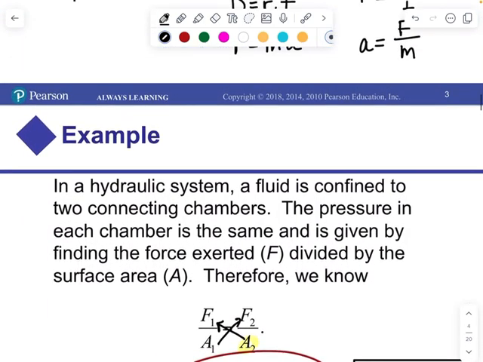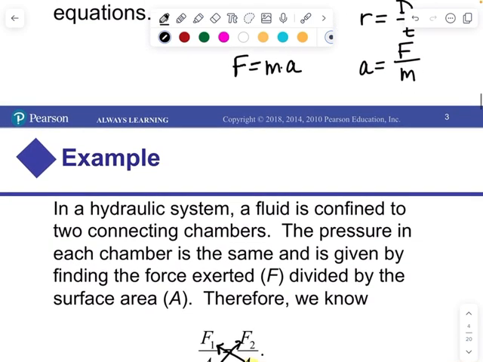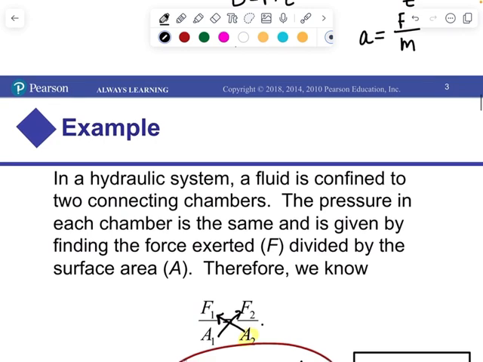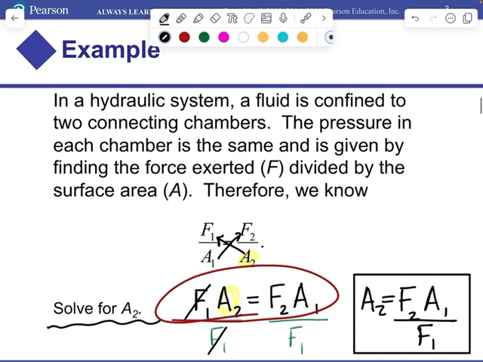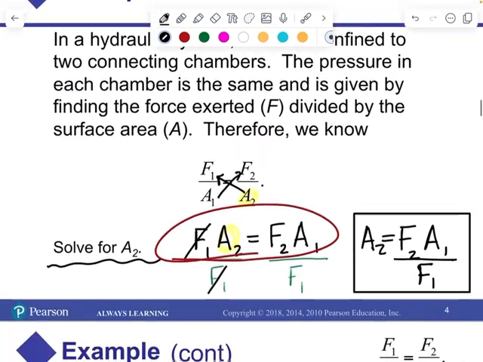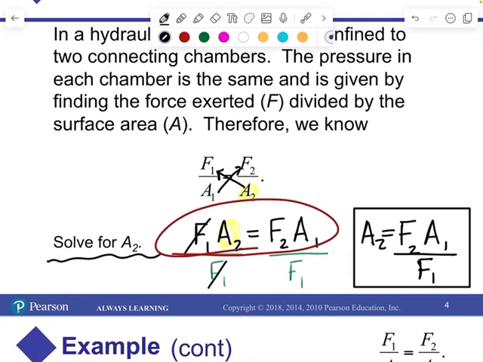So we started out with a hydraulic system. A fluid is confined to two connecting chambers, and it makes it easier. And we were talking about what that would look like. And a perfect example of a hydraulic system would be like a jack, where you lift up your car. And it's a little easier, has a lever arm, and you're able to get the heavy car up pretty easily with a hydraulic jack. So we looked at the fact that if we want to solve for A sub 2, we would often cross multiply and get the expression you see that's circled and divide by F sub 1 to get A sub 2 by itself, and we would get this equation in the end. A sub 2 is equal to F2A2 over F1.